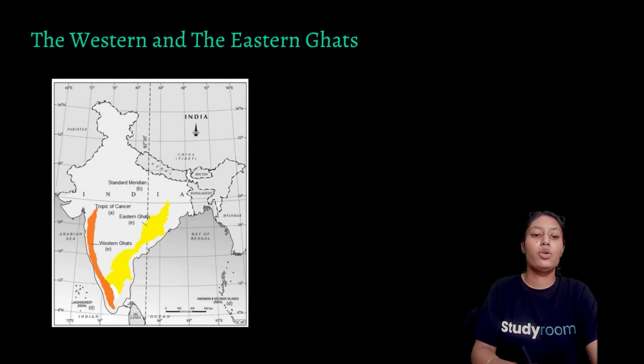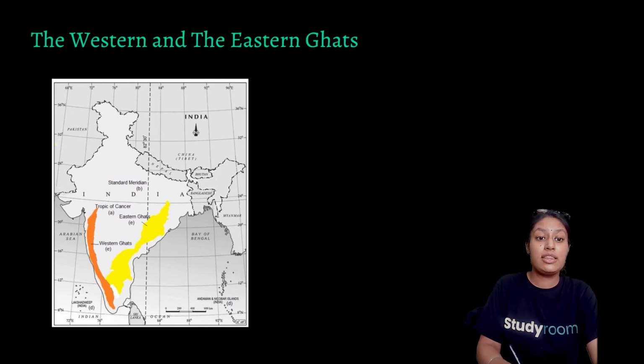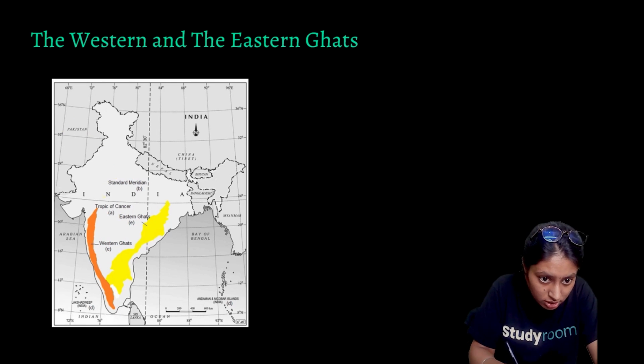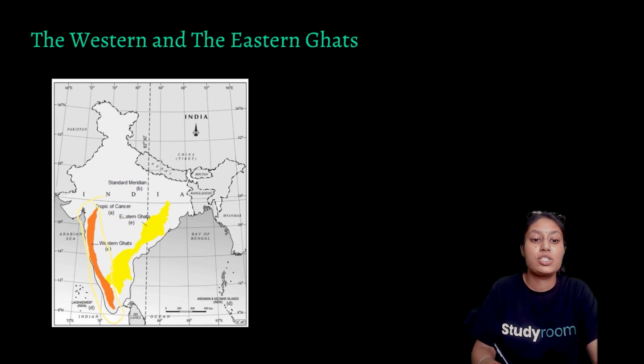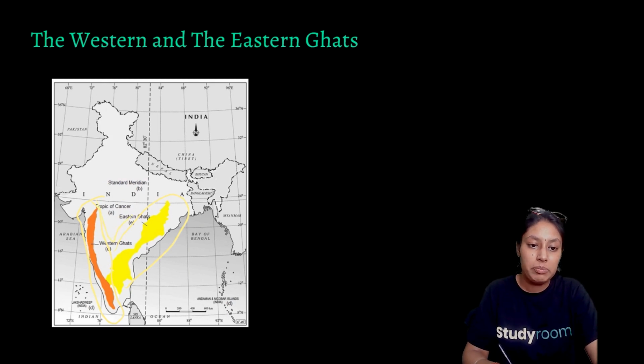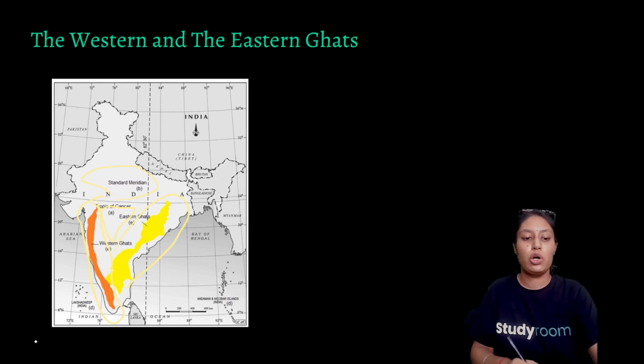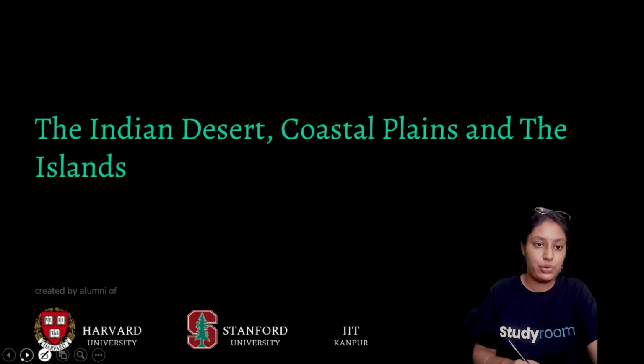Yes, so now you can see the Eastern and the Western Ghats. See, this is the part, the orange one, which is the Western Ghats, and this is the part which is the Eastern Ghats. Okay, so these areas are part of the Eastern and Western Ghats. In the middle is the Deccan Plateau, and here are the central highlands. Okay, so I hope it is clear to you now. I hope it is more clear to you now.